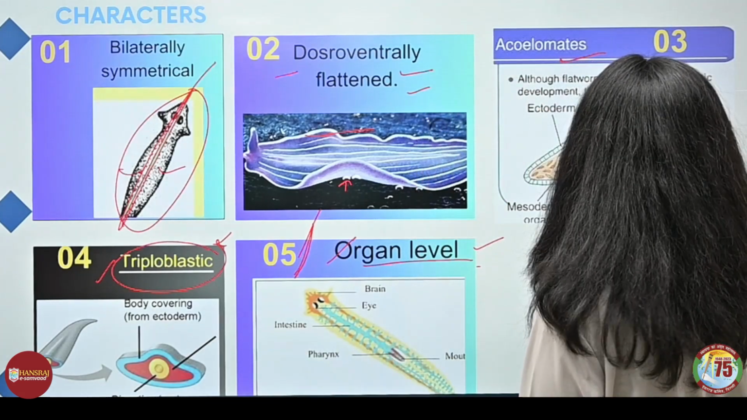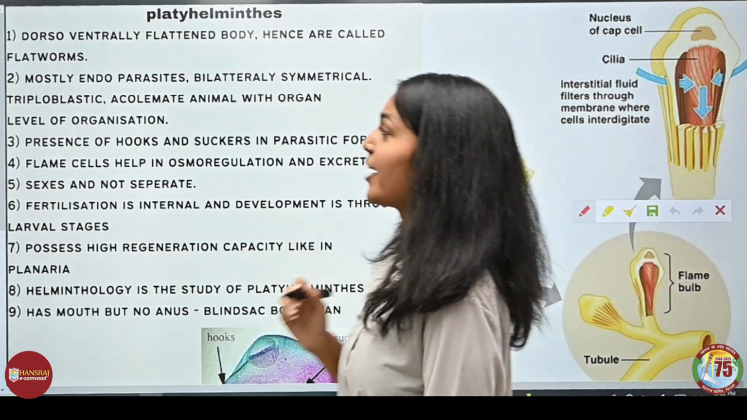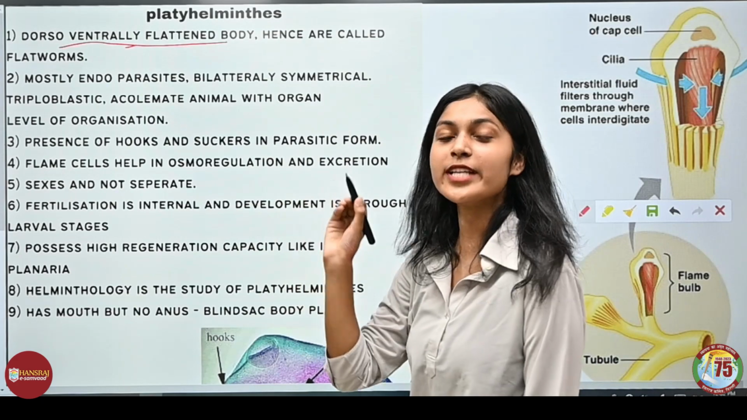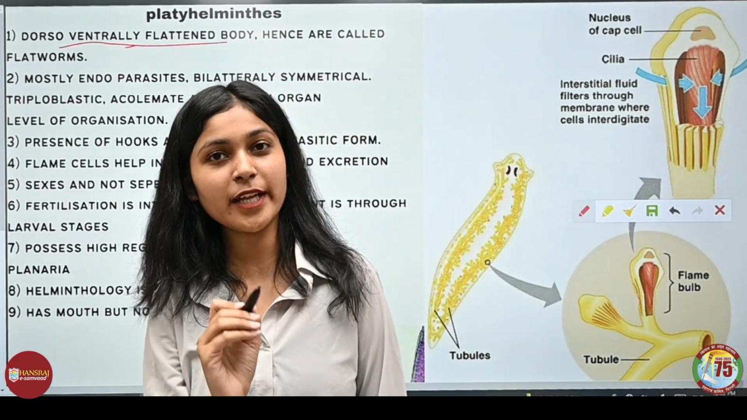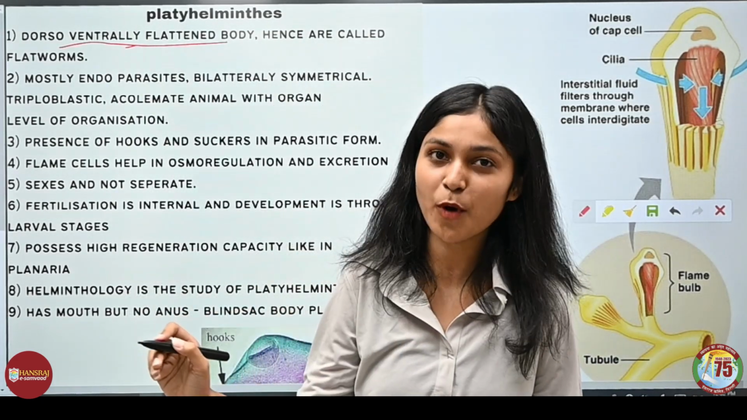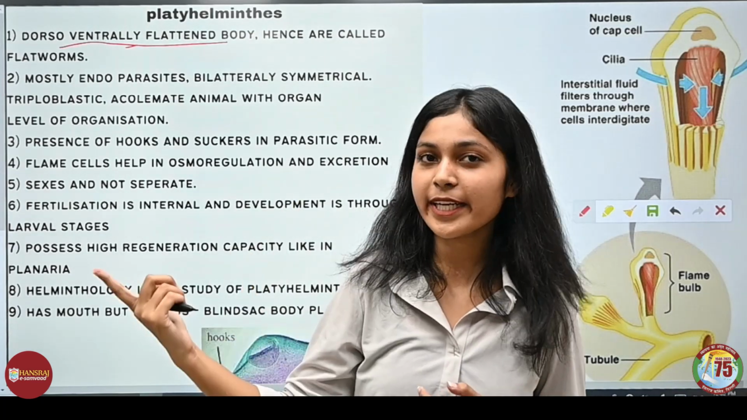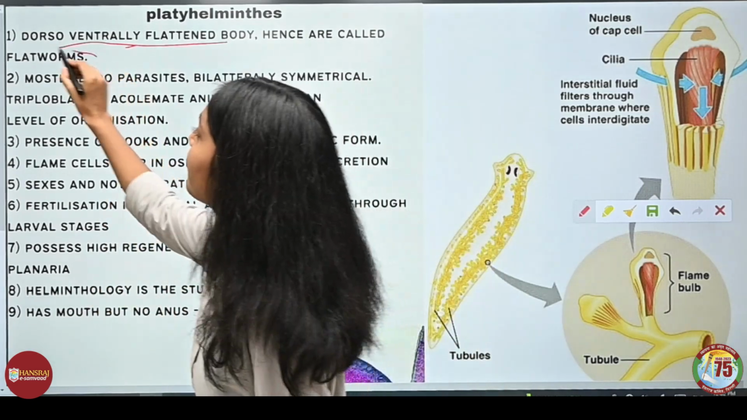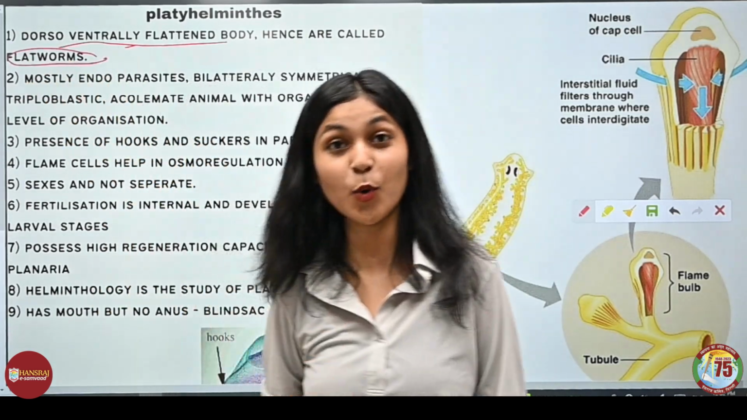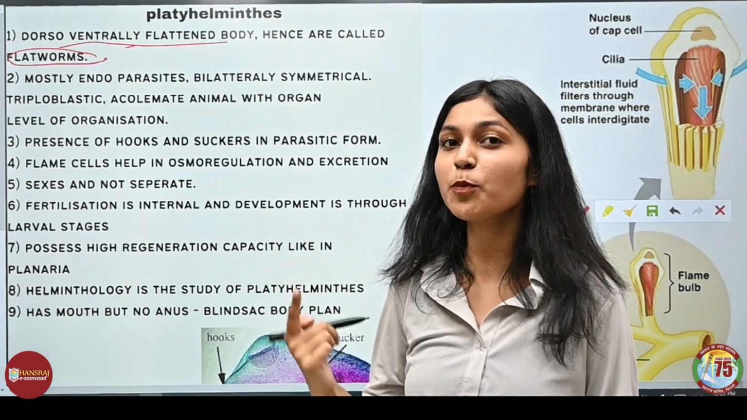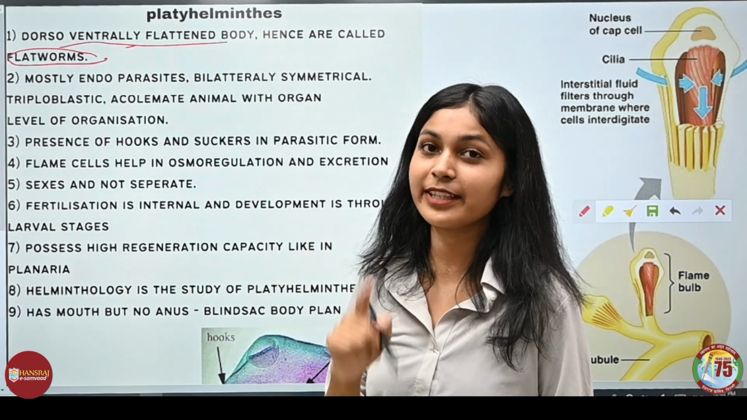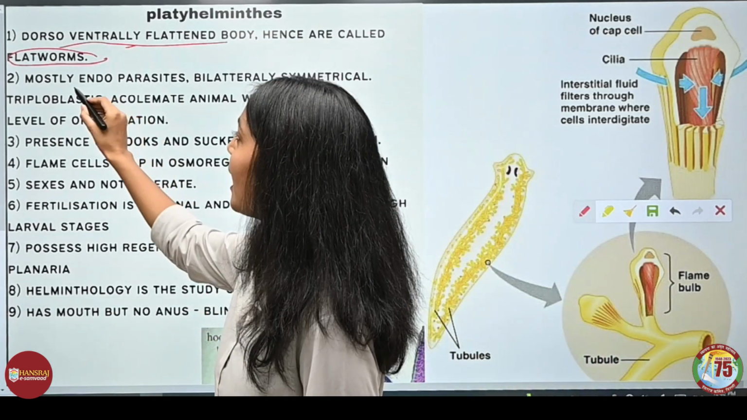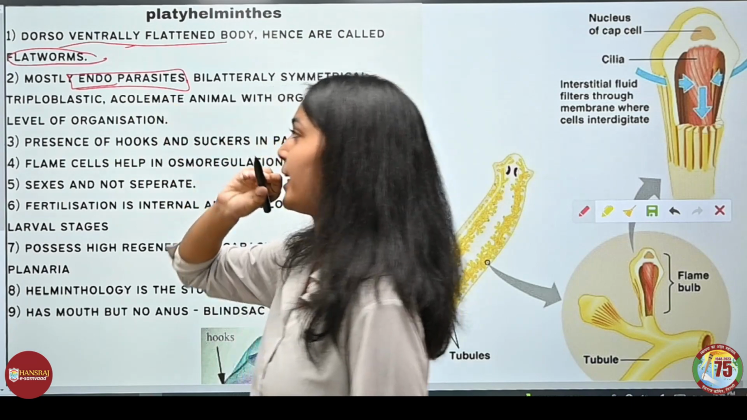Now moving forward, as I have told you that they are dorsoventrally flattened, hence they are known as flatworms. They have this flat body because of certain habitats in which they are living, and they have adapted to have this flat body, and that's why they are known as flatworms. And there's one more point behind the reason for having that flat body which I will tell you in a while. Now they are mostly endoparasitic in nature.